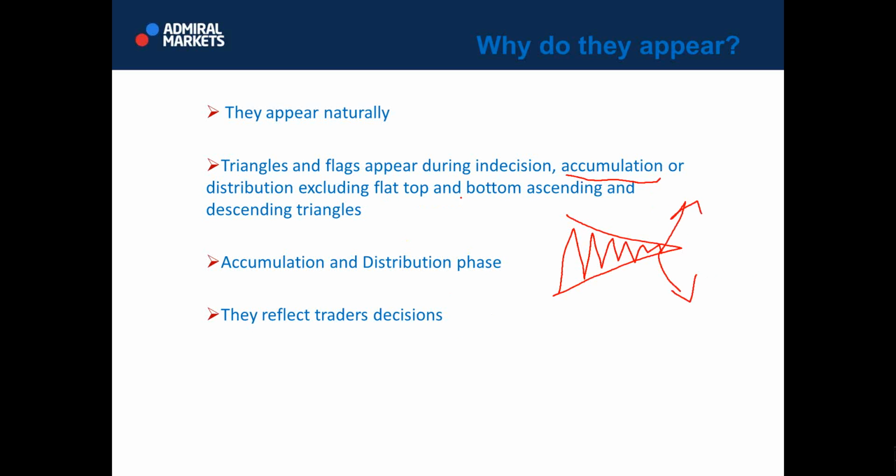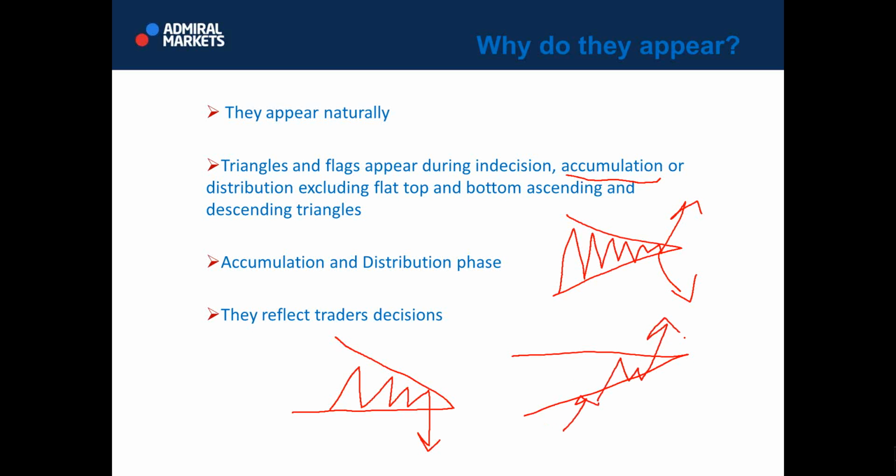Why did I say excluding flat top and flat bottom ascending and descending triangles? Flat top ascending triangle is this. Flat bottom descending triangle is this. Usually this doesn't mean indecision. Usually the price will break out to the downside when we have flat bottom descending, or to the upside when we have flat top ascending triangle. So that will usually happen. But on these triangles, we wait for a breakout in a direction.